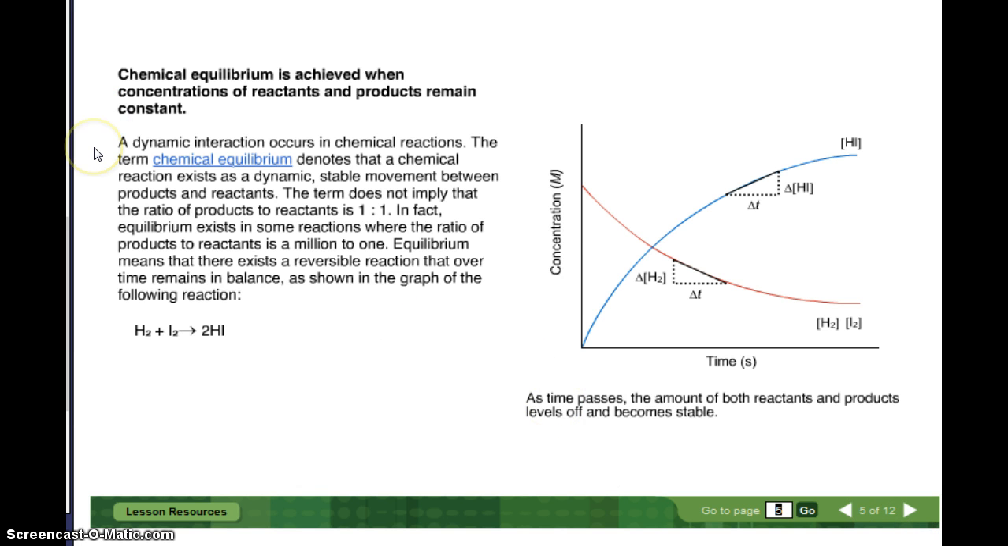A dynamic interaction occurs in chemical reactions. The term chemical equilibrium denotes that a chemical reaction exists as a dynamic, stable movement between products and reactants. So in other words, dynamic, it's moving back and forth. You're creating products, you're creating reactants, but it's at a constant or stable amount. So it's 99% product, 1% reactant.